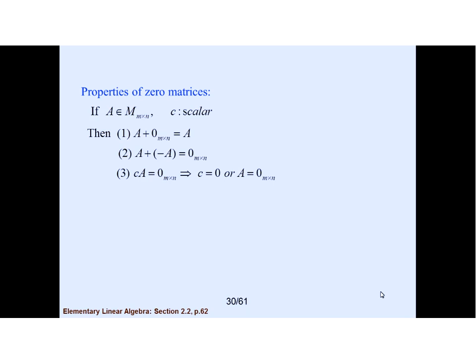And the properties of the zero matrix: if we add the zero matrix to a matrix, we get the same matrix. And if we add a matrix to its negative, we get the zero matrix. Similarly, if we multiply C with any matrix and it becomes 0, it happens only when either C is equal to 0 or A is equal to 0.